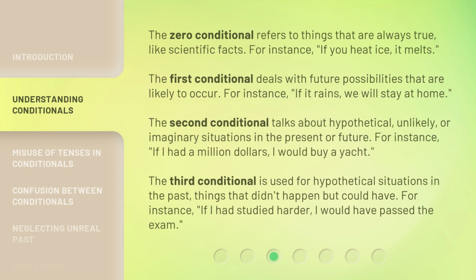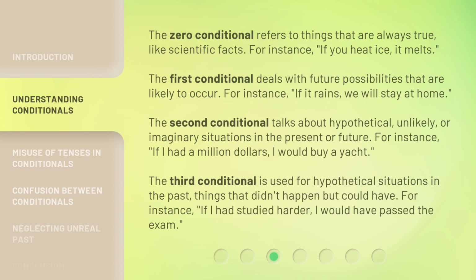The 0 conditional refers to things that are always true, like scientific facts. For instance, if you heat ice, it melts. The first conditional deals with future possibilities that are likely to occur. For instance, if it rains, we will stay at home.